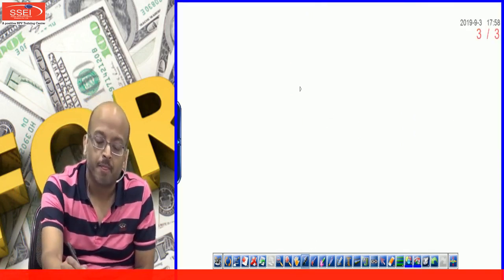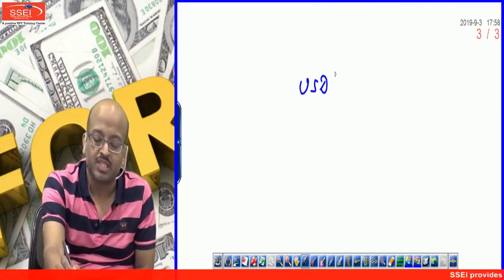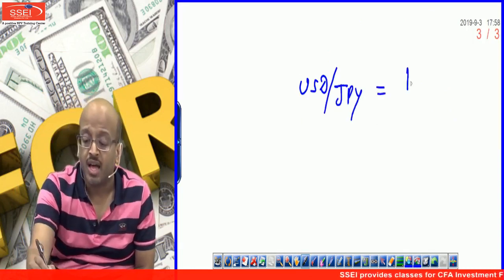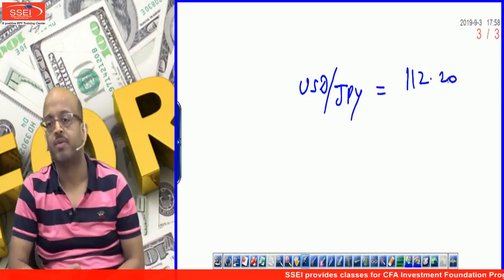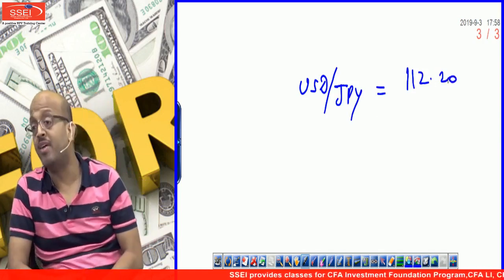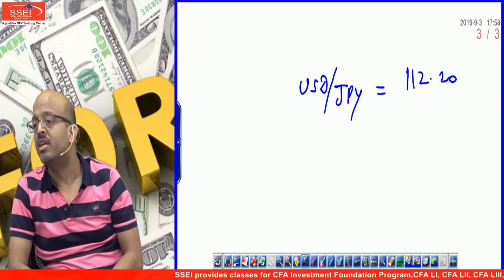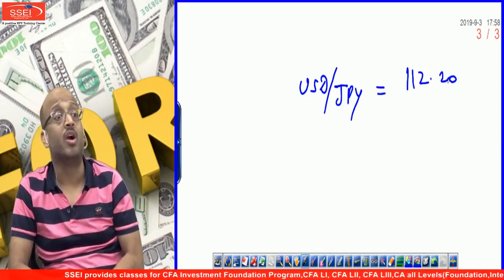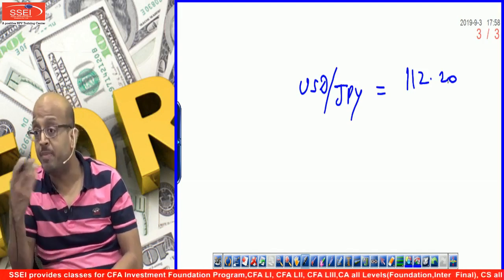Let's see. USD JPY. JPY is yen. 112.20. So if you are aware, then you will be able to pounce upon it. Yen is one of the cheapest currencies. Yen is even cheaper than what? Rupee. Yen is cheaper than rupee.